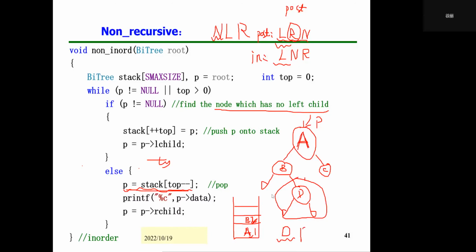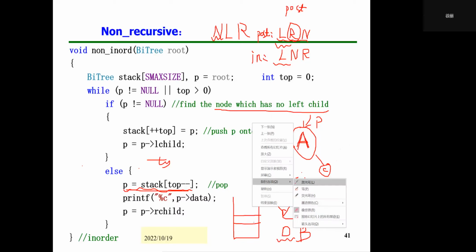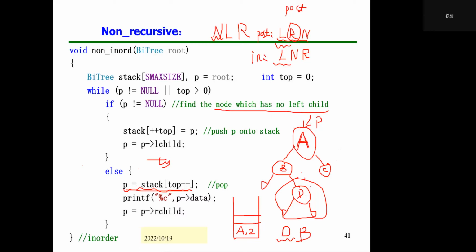So we pop again, pop A, push A2. And we go right, so we push C1. And go push C2. And go right, the right is none, so we pop C2 and we visit C, right? That's the non-recursive program of post order.